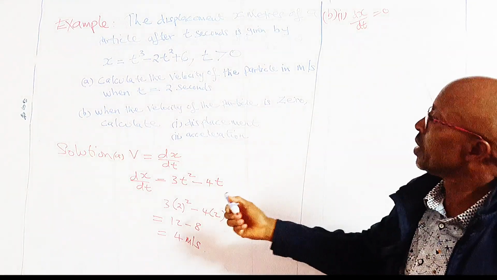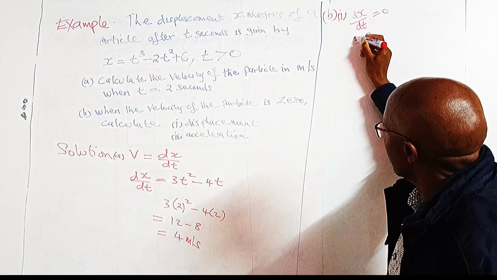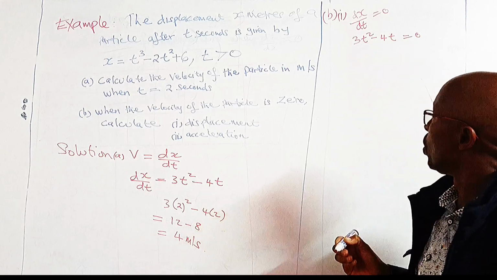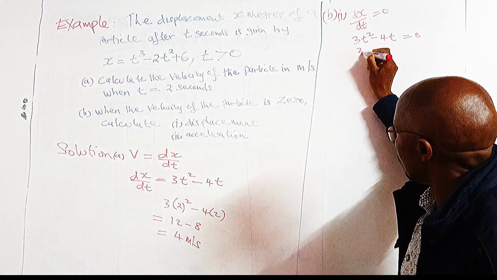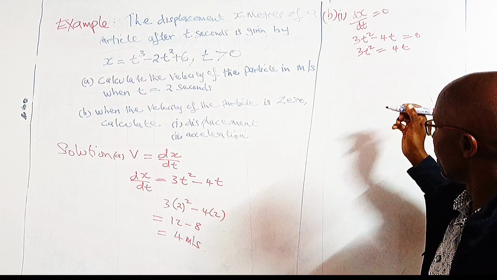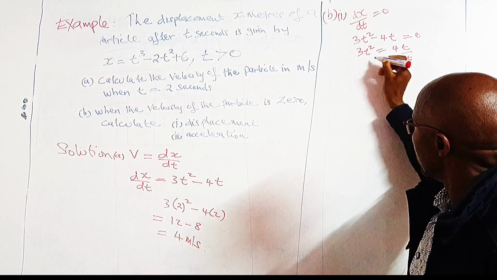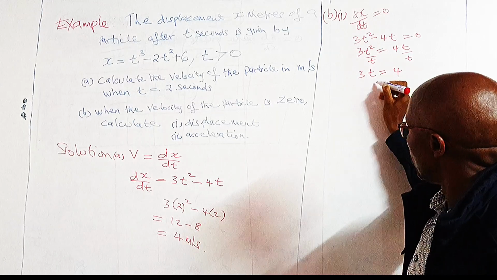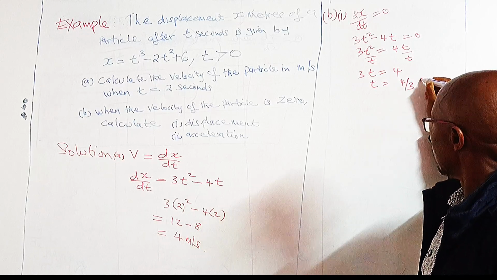And our dx/dt is 3t squared minus 4t. So we put this equal to 0 to get our t. So we have 3t squared is equal to 4t. Taking this to the other side, divide by t on both sides. So you'll have 3t is equal to 4. So our t is equal to 4 over 3 seconds.